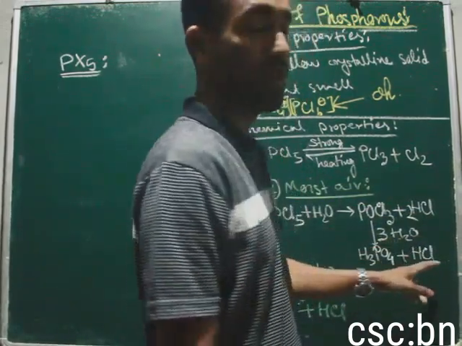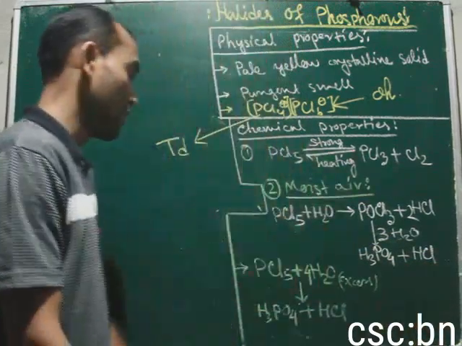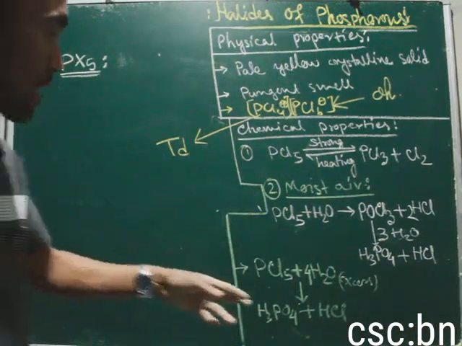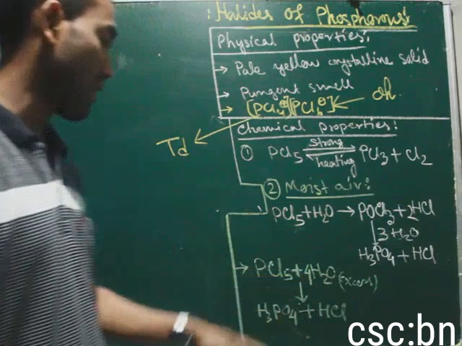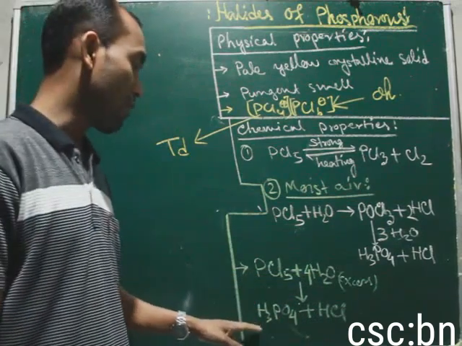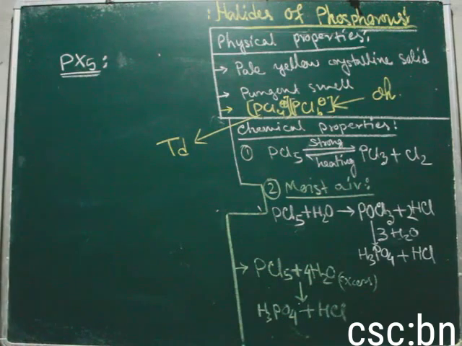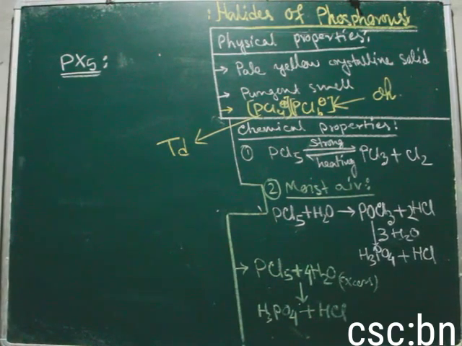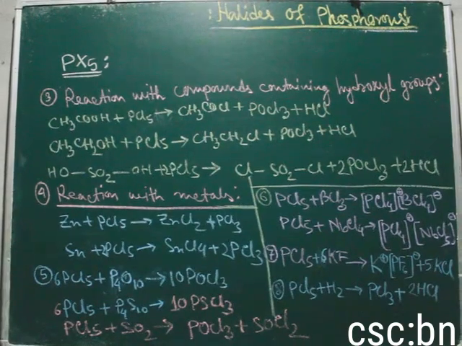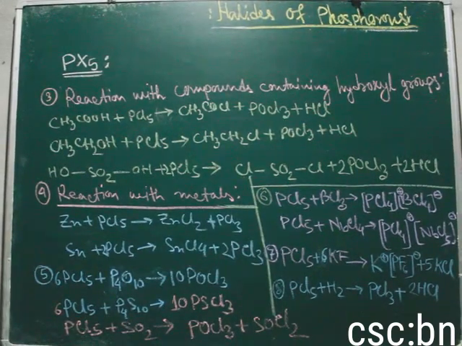On the other hand, if you give excess water to phosphorus pentachloride, then it will form phosphoric acid plus HCl. So these are the main two reactions of phosphorus pentachloride. Students, we are discussing the chemical properties of a phosphorus pentahalide.